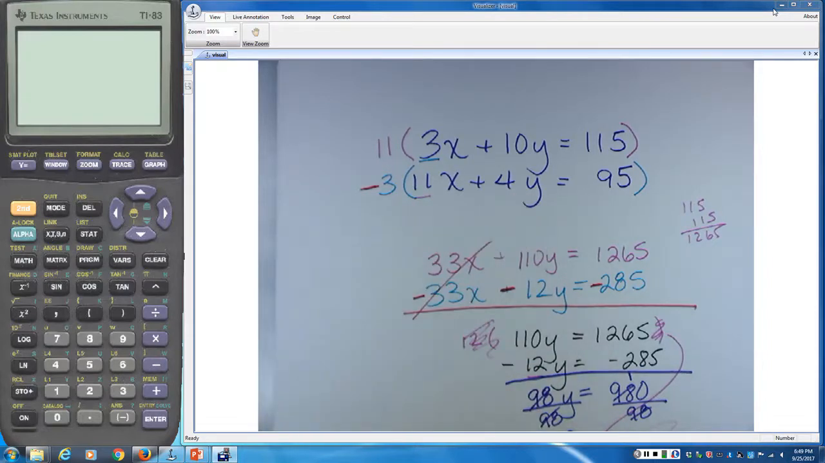Now that's all the algebraic way to do things. And it's the introduction to what's called Gauss-Jordan elimination.